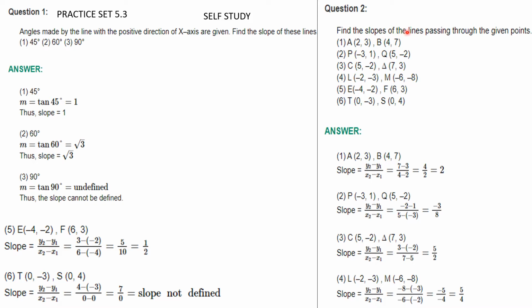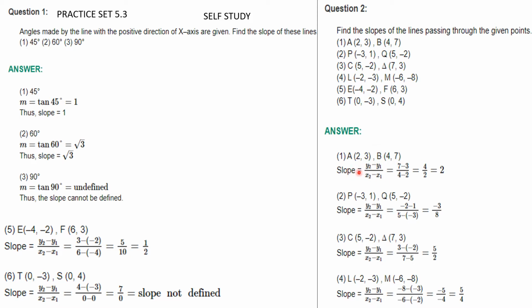Then find the slope. Question number 2. Find the slopes of the lines passing through given points. So you have 6 examples given over here. I'll explain the first 2 examples, then you try the remaining examples. So coordinates of point A are 2, 3. Coordinates of point B are 4, 7.